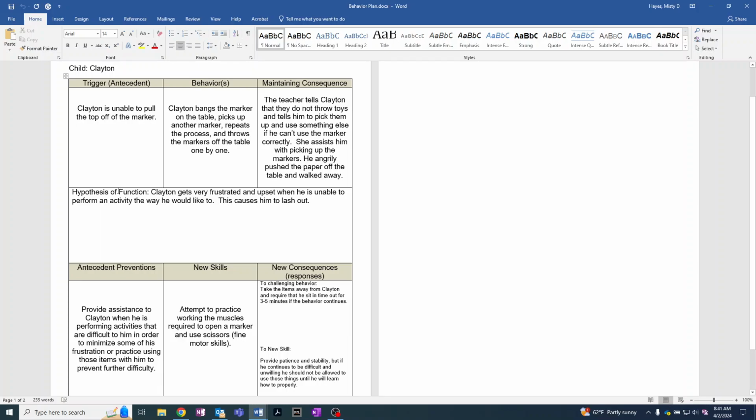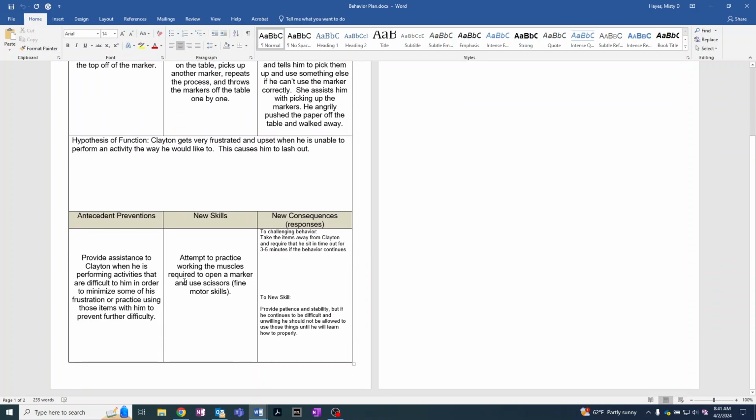What's the hypothesis of the function? Well, Clayton gets very frustrated and upset when he's unable to perform an activity the way he would like to. This causes him to lash out. So that's what's going on with the behavior. Now remember, part of doing a functional behavior assessment is not only gathering your data and thinking of the hypothesis of function, but we have to replace the unwanted behavior.